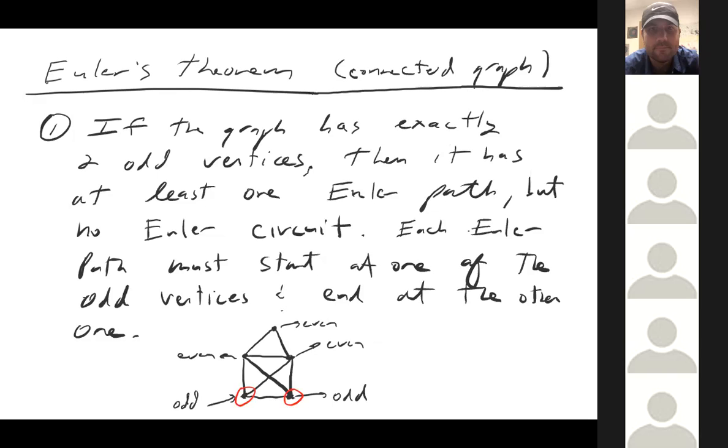So if it has 2 odd vertices, then it has at least one Euler path. It could have more than one way to get from this starting point to that ending point, but it's going to have at least one way.